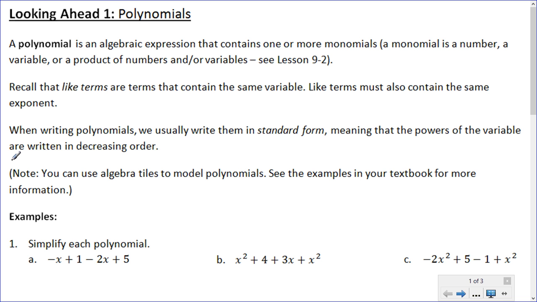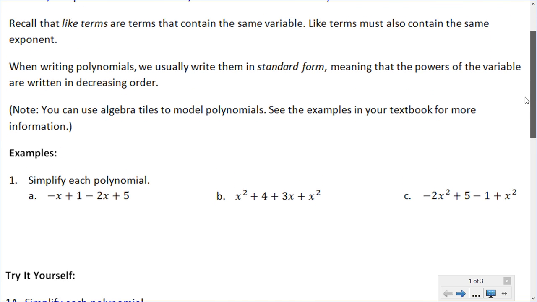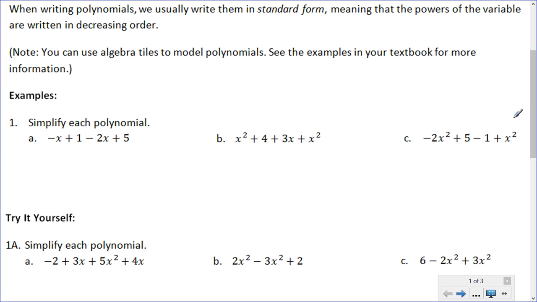And your textbook relies very heavily on algebra tiles to model polynomials. We are not really going to take that approach, but it is somewhat helpful if you get a little confused from time to time. Sometimes those pictures can help make things a little bit clearer, but your notes will not reflect anything with algebra tiles, and what we do in class won't really reflect that either. But if you want to see the examples in your textbook to see how that would work, you're free to do that.